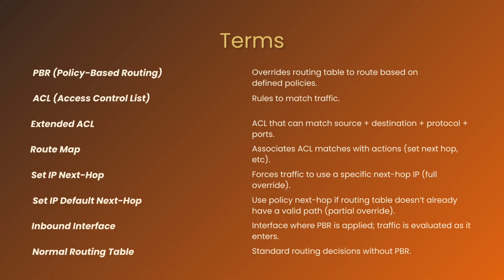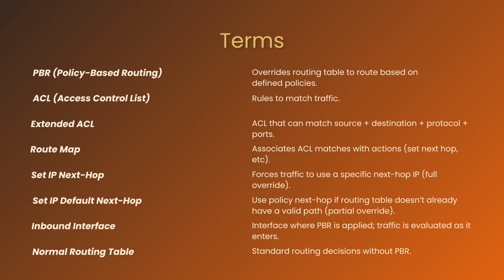If traffic matches the policy, the router must forward it to the specified next hop, regardless of what the routing table says. Set ip default next-hop. Set ip default next-hop is a conditional override. The router will use the policy's next hop only if the routing table doesn't already have a valid route. If a route exists, normal routing is used.